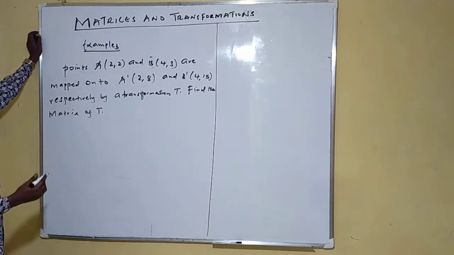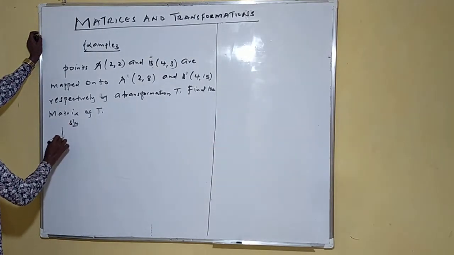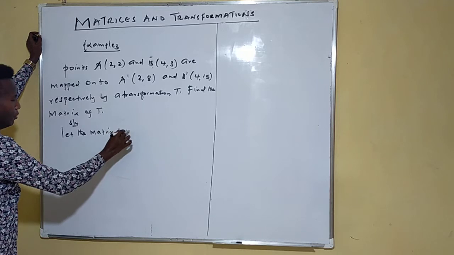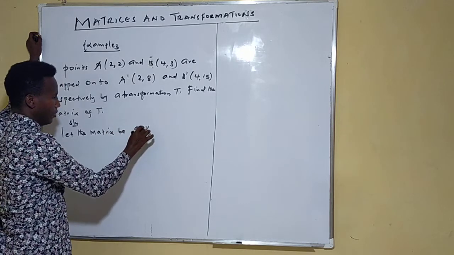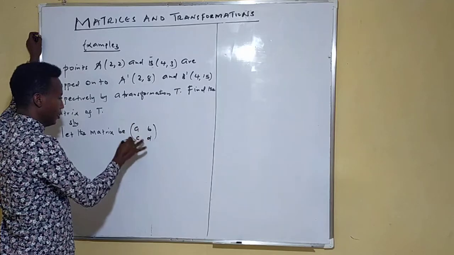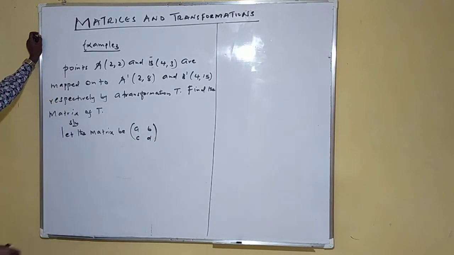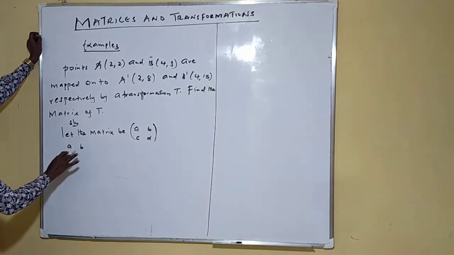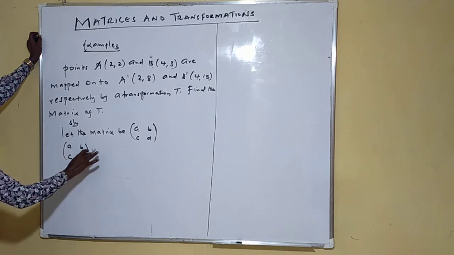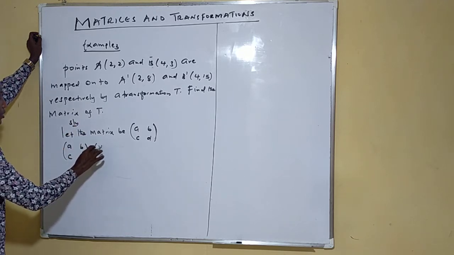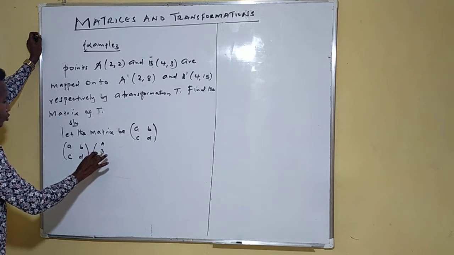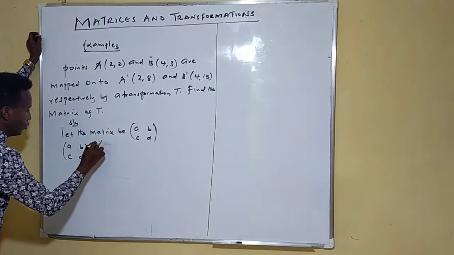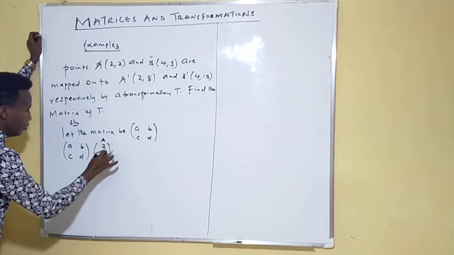So now we want to get our matrix, okay? We have the object point and image point. So we are going to say, solution to this problem: let the matrix be A, B, C, D. This will be our matrix T. Then we are going to say, look here, A, B, C, D, which is the matrix, multiplied by the object point A, which is 2, 2.